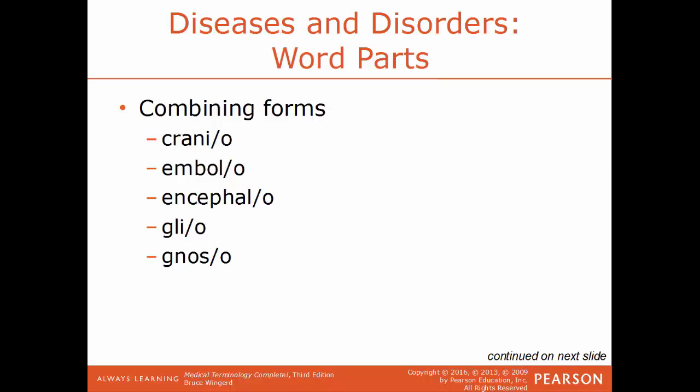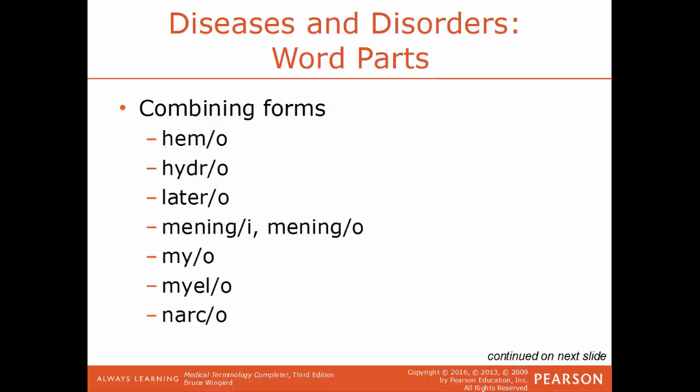Noso is a reference to knowledge. Hemo is a reference to blood. Hydro is a reference to water. Latero is a reference to the side or laterally. Meningeo is a reference to the meninges, the protective membranes that cover the spinal cord and the brain. Myo is a reference to muscle. Myelo is a reference to the spinal cord or of the bone marrow also. And narco is a reference to a numbness or sleep.